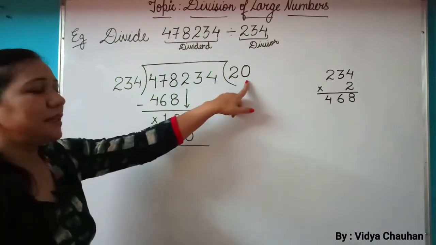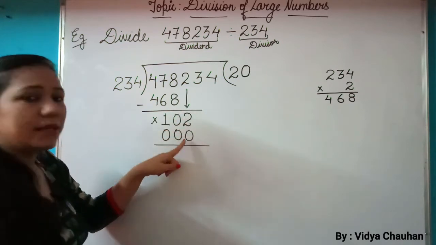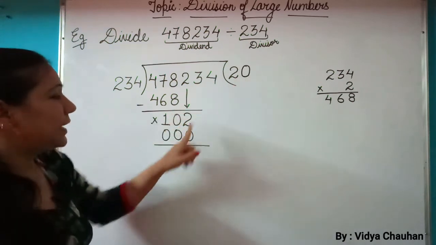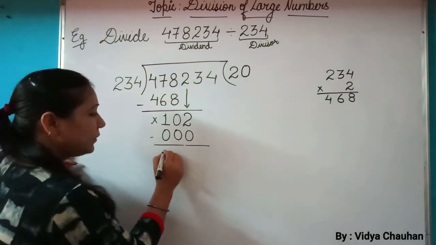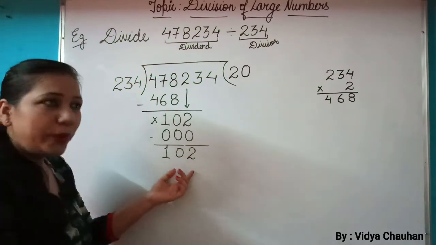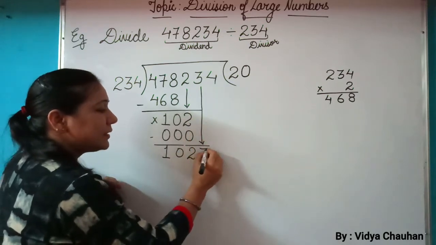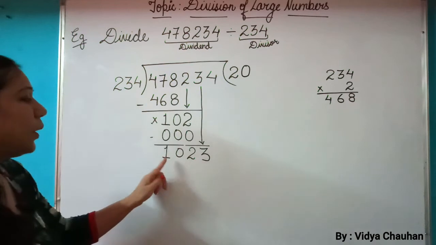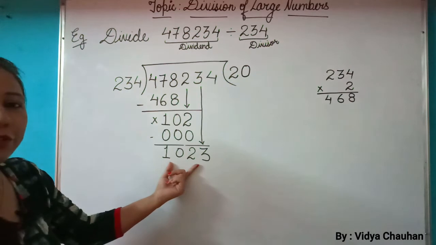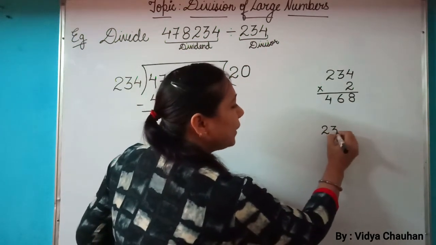Why we have done this 0? Because at a time you can only bring down one digit downward. You cannot bring two digits together. So we have multiplied it by 0, and subtracting this you will get 102. Now we can bring the next digit downward. So let's bring this digit down. So now our number is 1023. So let us perform division for this, and now we will multiply 234 on a trial basis.